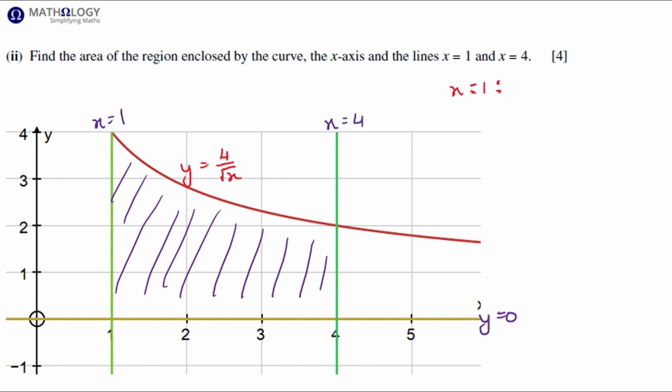So if x equals 1, we'll have y equals 4 over 1, so y equals 4. If x equals 4, then we're going to have 4 over root 4, 4 over 2. So y equals 2.